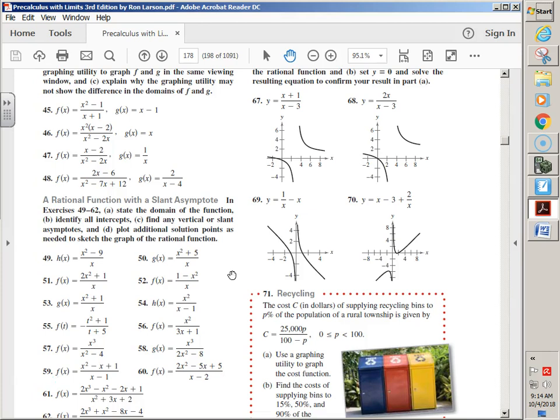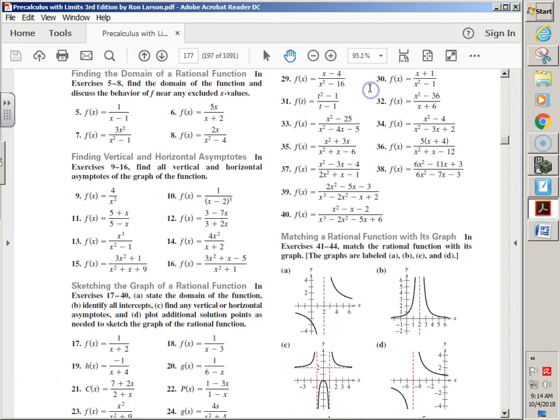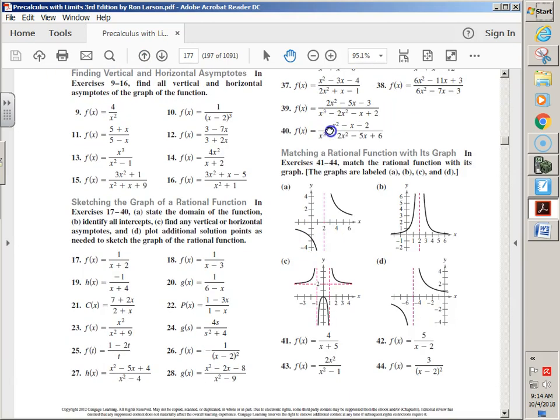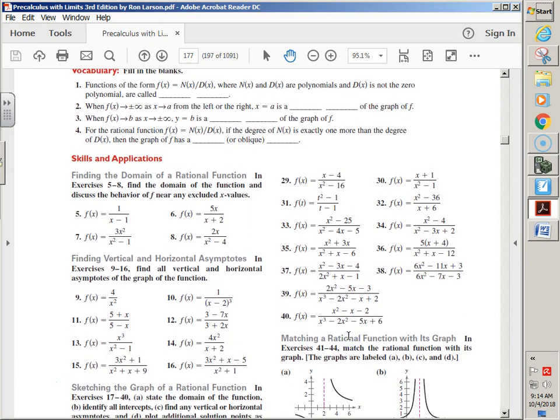That would be something like, were there any in the homework? x to the 4th over x squared, that would be neither, because top wins. Maybe you guys didn't have any of those, though. Probably not, because those definitely have holes or something like that.